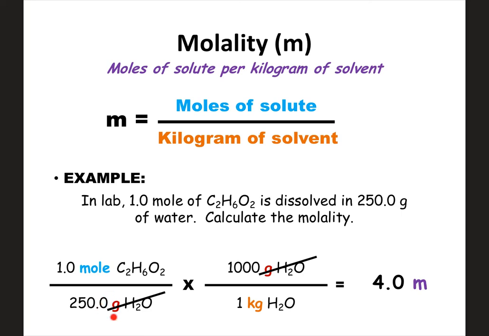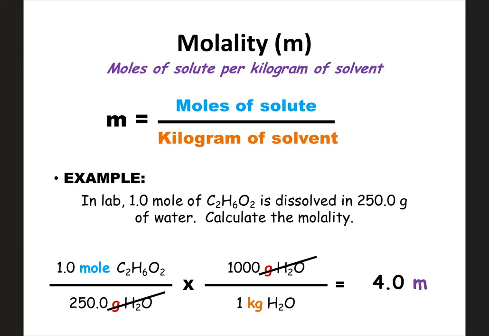All right, we want to cancel a unit that's on the bottom, so we write it on the top. All right, so grams of water on top. In order to get the kilograms, we know there's 1,000 grams for every 1 kilogram. So when your grams cancel, your only units that are left are moles over kilograms. And that's the definition of molality.